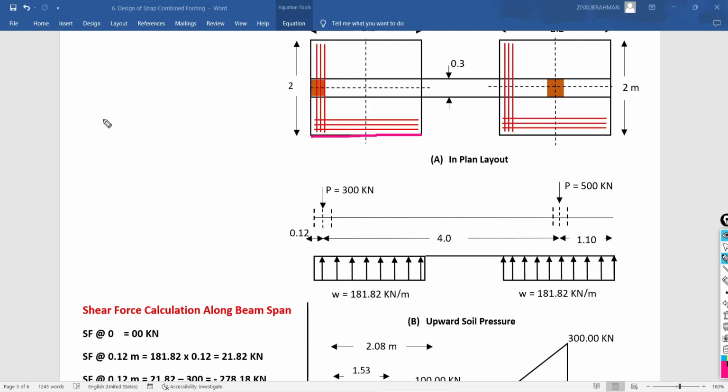So it is going to become 90.91 multiplied by the full width of your foundation. So just focus on the unit, as it is kilonewton per meter square.